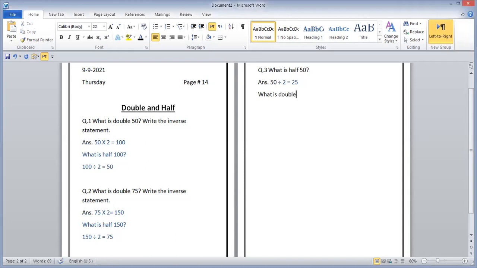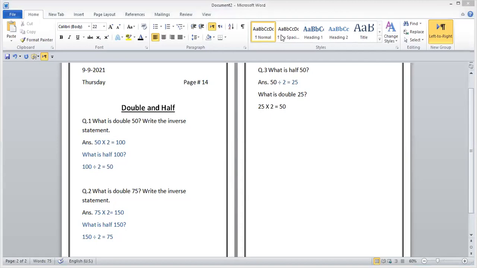Now, double of what number? For that, we will take the answer of that, 25. What is double 25? We will find out the double of 25. For that, we will multiply 25 by 2. And by multiplying 25 by 2, what will we get? We should get the same answer, 50. 25 by 2, 50.